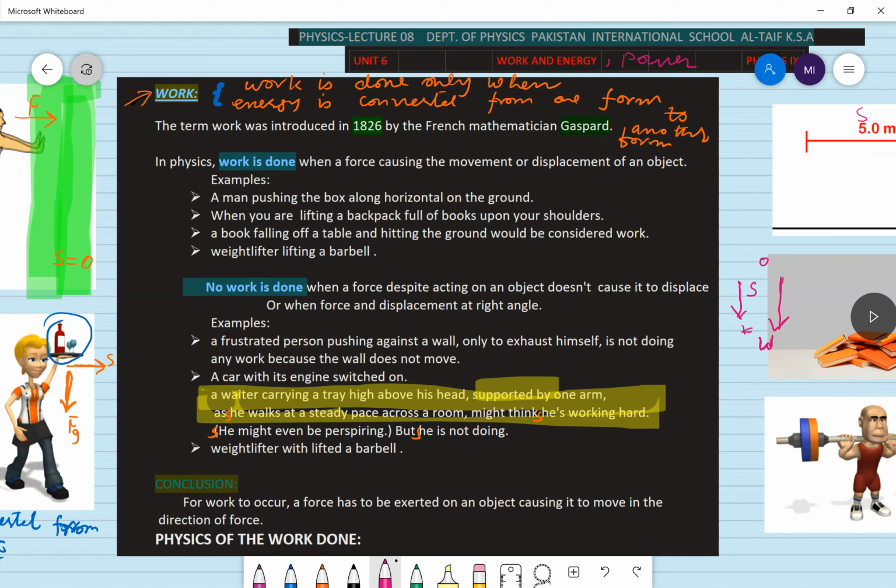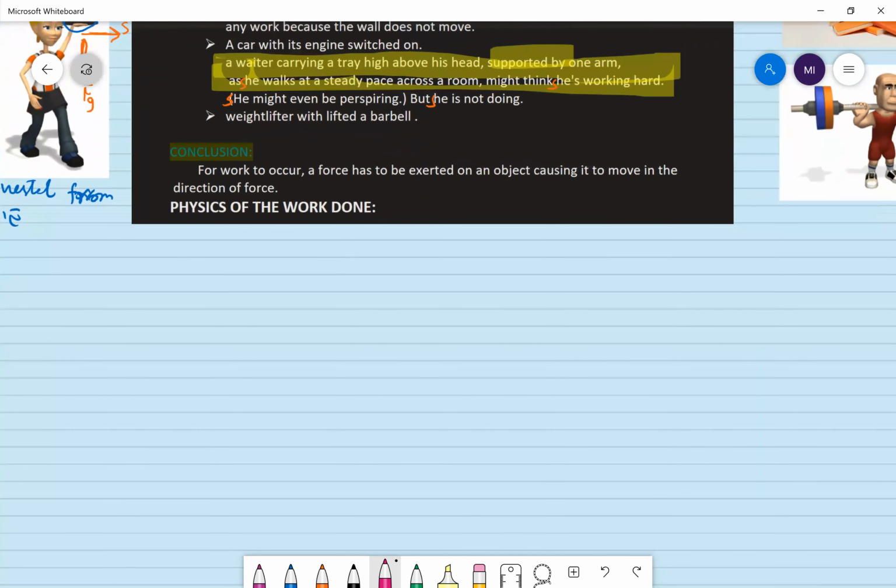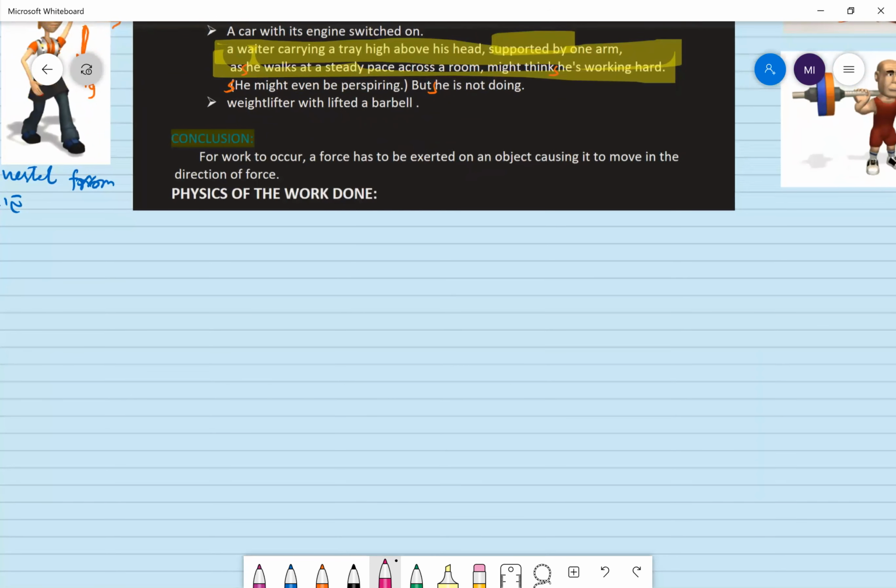So work done always involves energy changes. That is the real concept behind work: work is the method of transfer of energy. It helps transfer energy from one form into another due to the actual displacement of the object. So it is the transfer of energy when there is displacement, right? So that is the concept of work done. So what is our conclusion? Our conclusion is that for work to occur, a force has to be exerted on an object, causing it to move in the direction of the force.